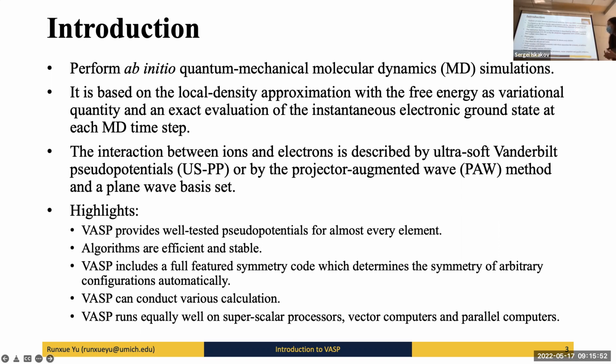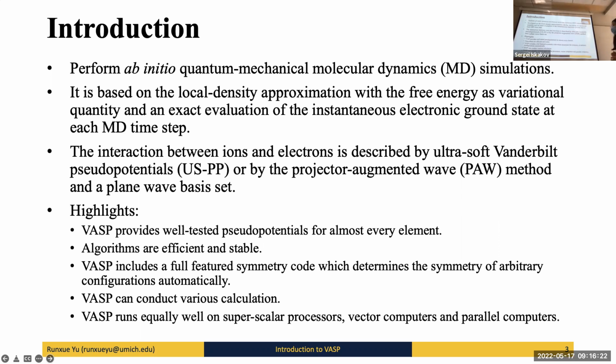So VASP provides well-tested pseudopotentials for almost every element. Those pseudopotentials are well-tested and have been applied to many cases. So it is somehow valid, and the algorithms provided in the VASP are efficient and stable. So it is very fast for VASP to converge a calculation.